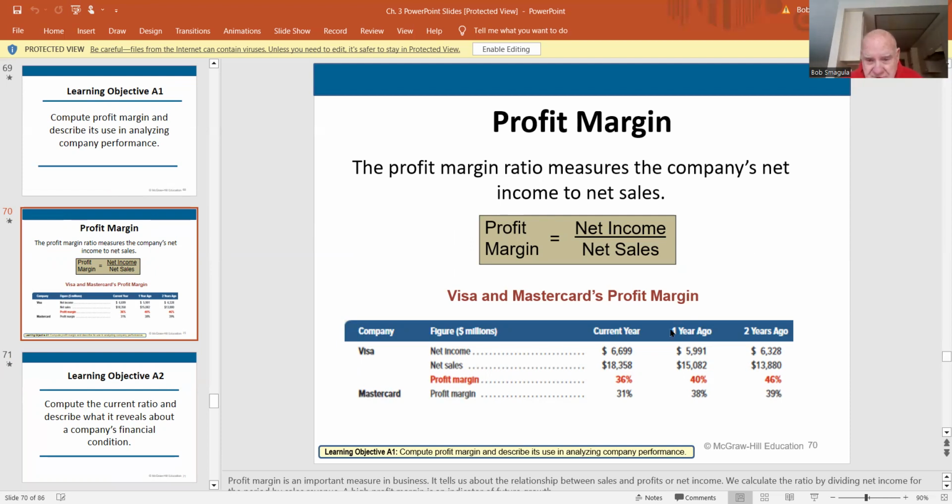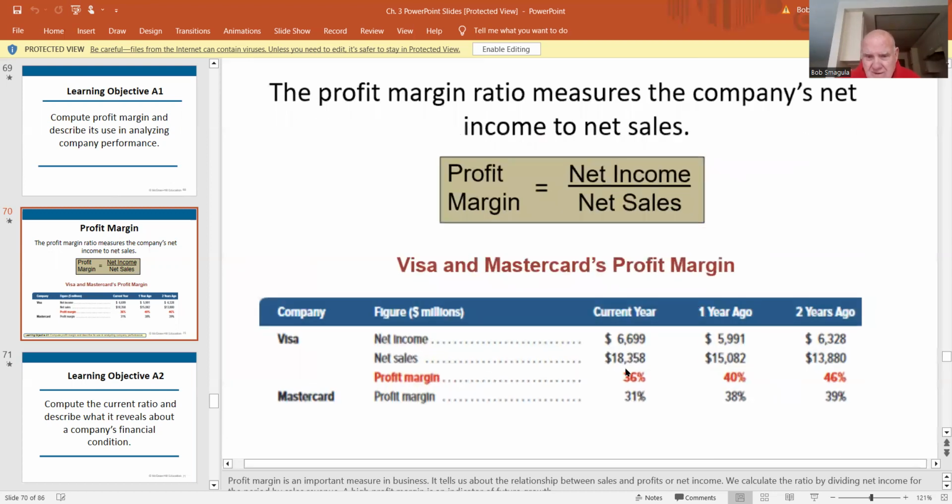So here, this company, Visa and MasterCard, huh? Visa had net income of $6,699 over sales of $18,358. And that gives you a profit margin of 36%. A year ago, 5,991 net income divided by net sales, 40%. And the year before, it was 46%. So those are pretty good margins, I would guess.